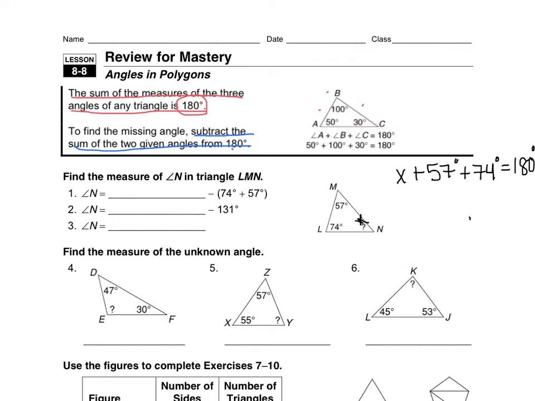I need to figure out what that unknown is, and if you remember back to our solving equations, especially when we have to combine like terms, our first step is to go ahead and add up our like terms. In this case, 57 degrees and 74 degrees are our two known angles, so we're going to add those together first. Let's see, 57 plus 74 should be 131.